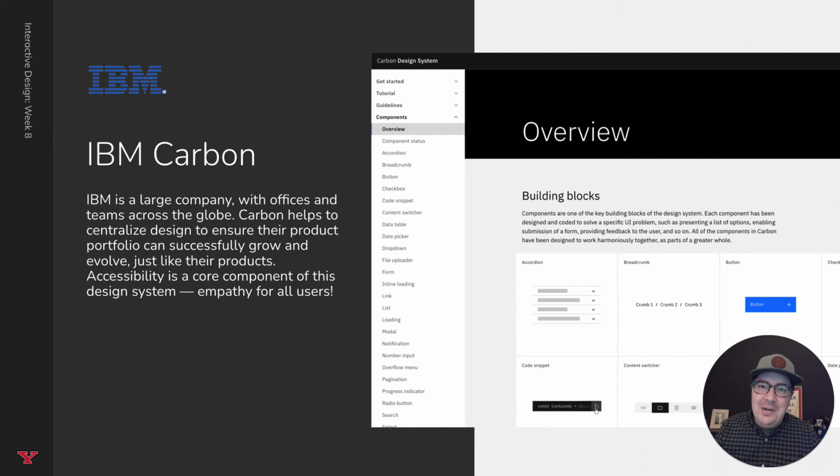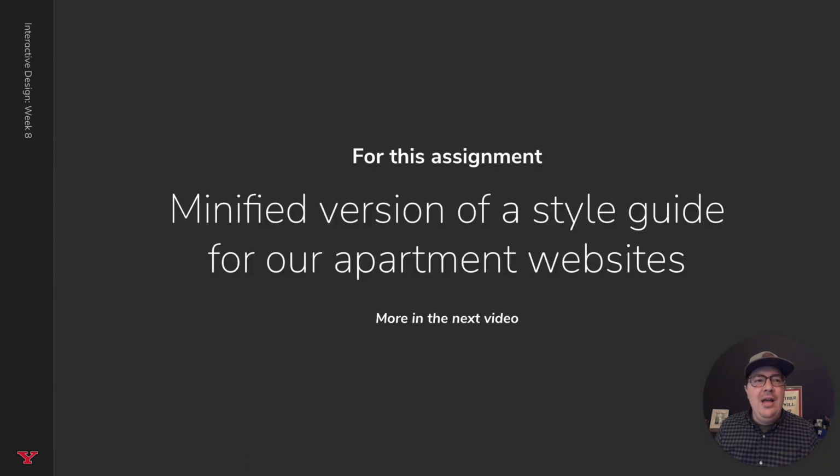Don't worry, we're not going to be doing anything this robust for this project, this milestone, but I just thought it'd be helpful to provide some insights into another realm of UI UX design called design systems. We're kind of going to do a minified version of a style guide for our apartment website. So more to come on that in the next video down below, but I just wanted to take a moment to talk about design systems, why they're important, how they play a part in UI UX design, and give you some food for thought, some ideas as to this whole other world of UI UX design called design systems.